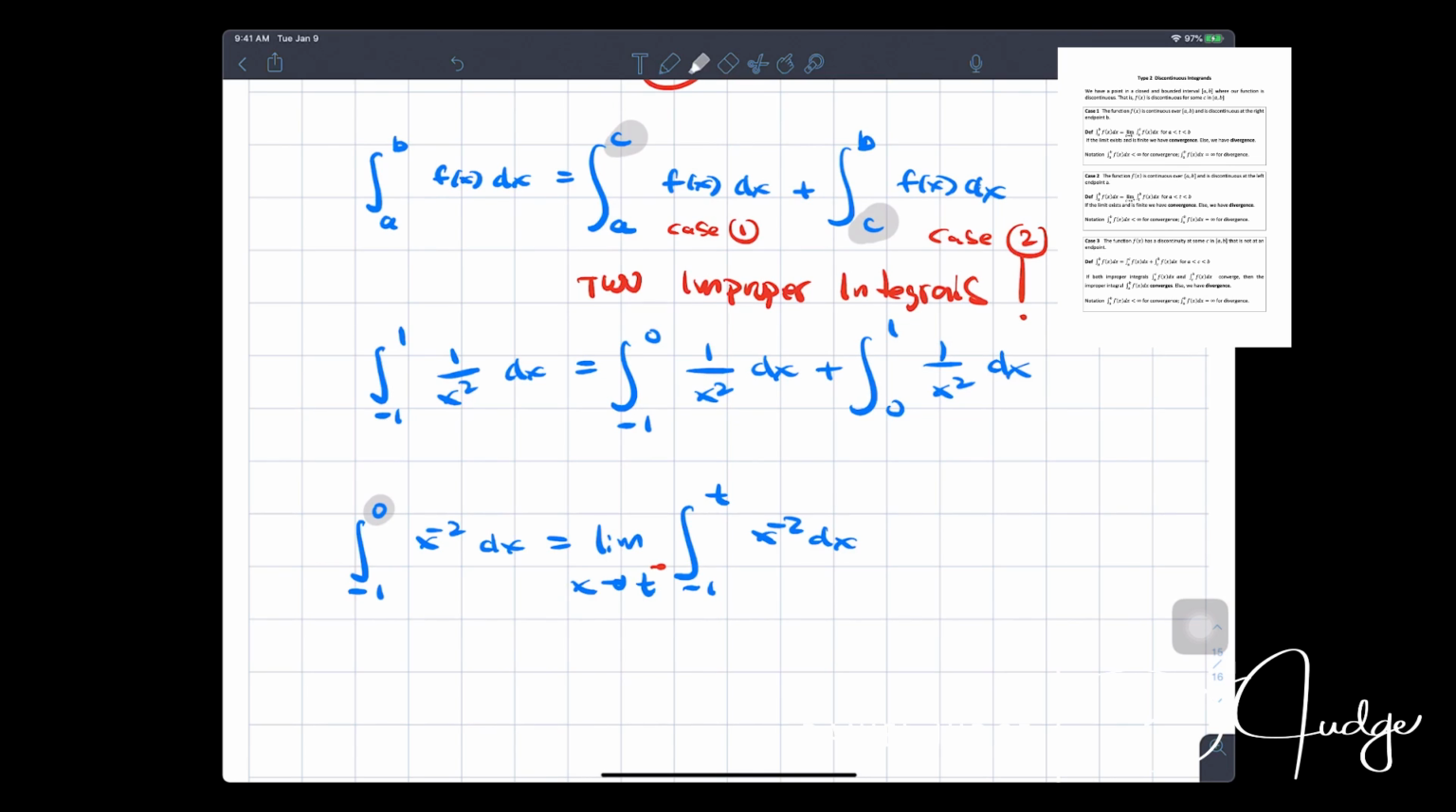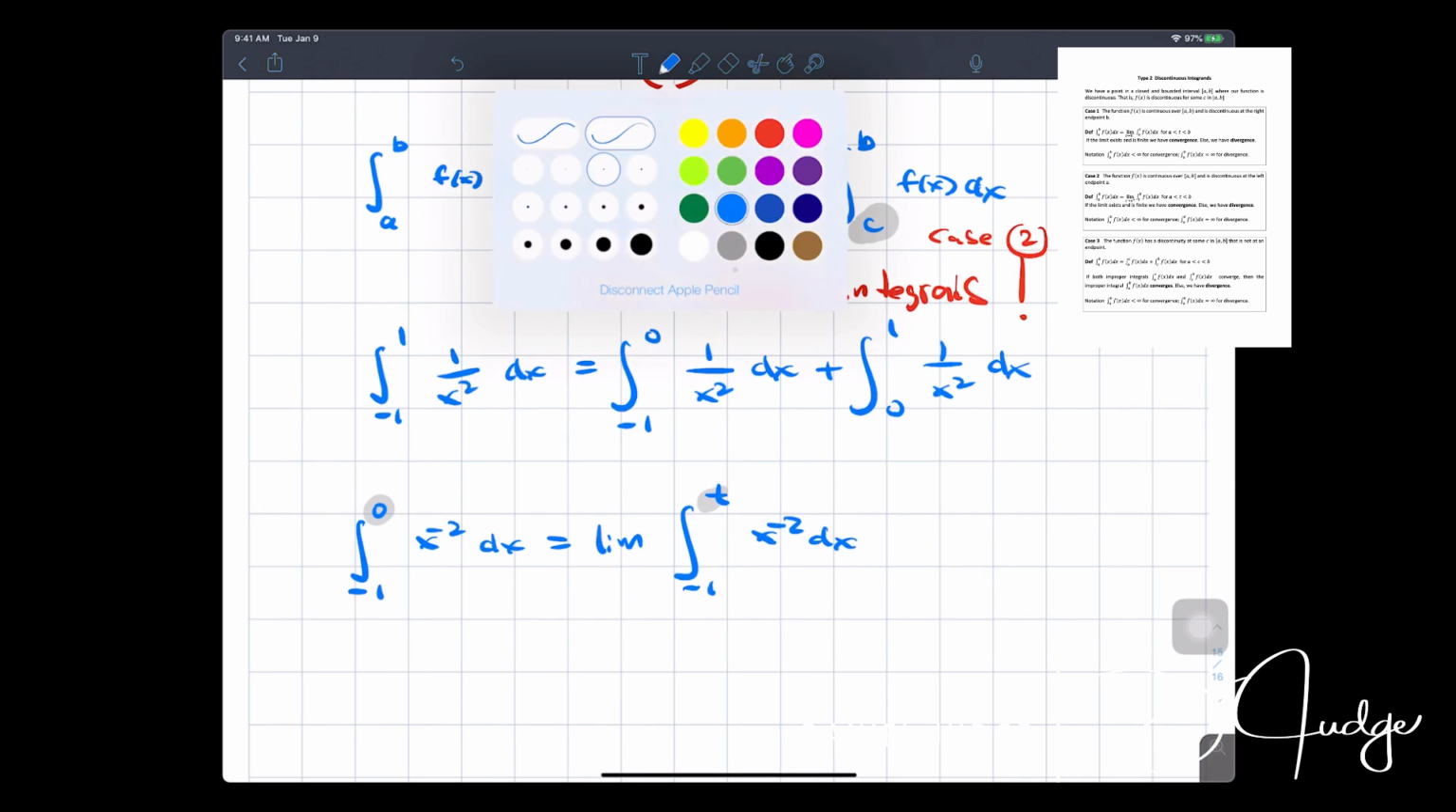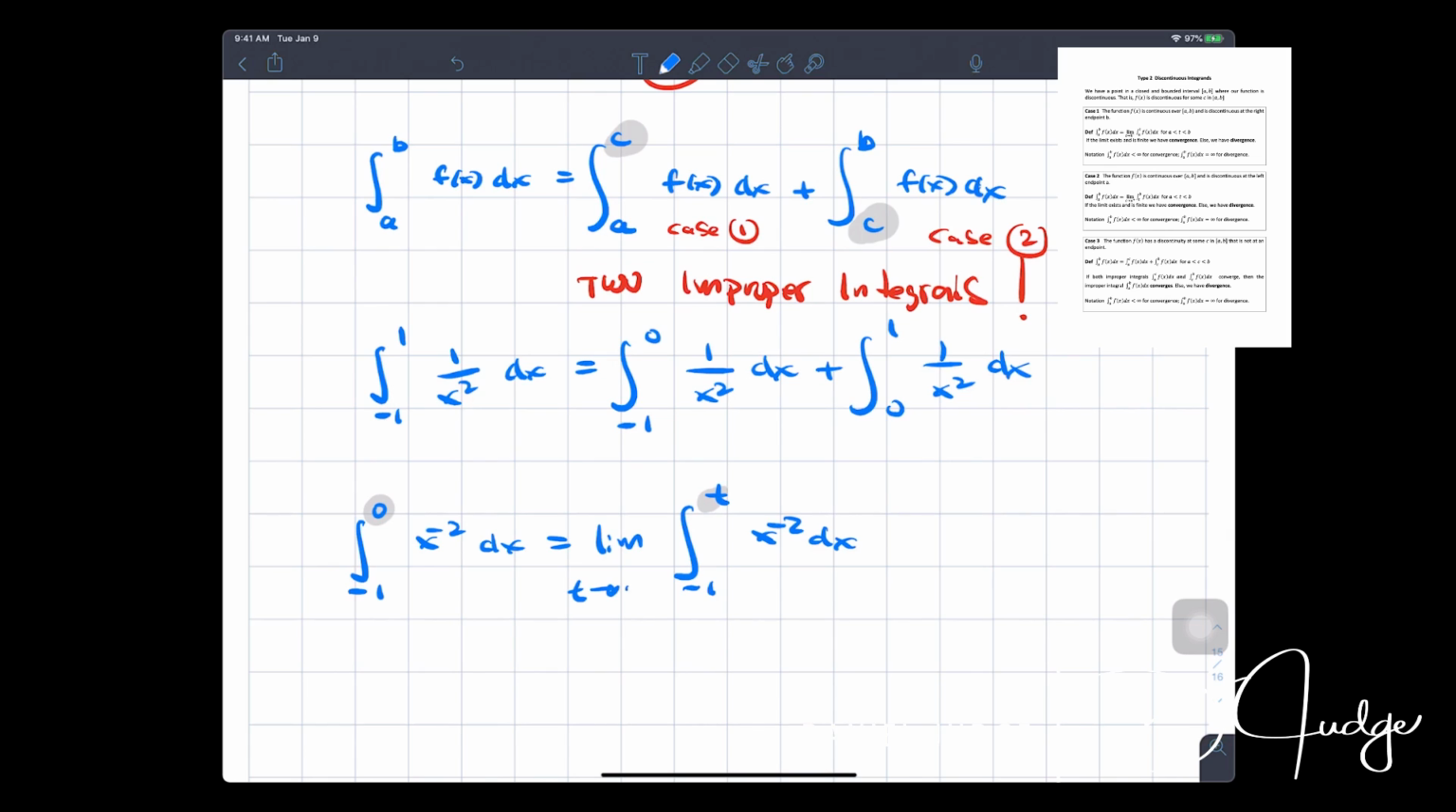So remember, where you have the discontinuity, you replace that with the letter t. Okay? And then t here, let's rewrite this. You're going to say t goes to 0 from the left.